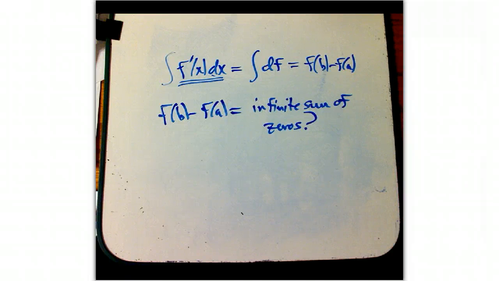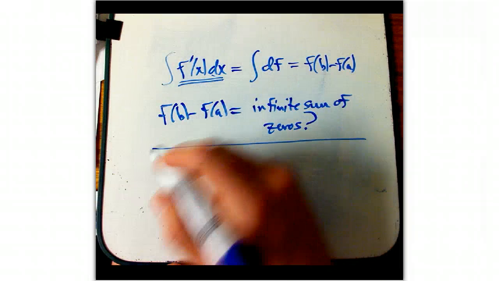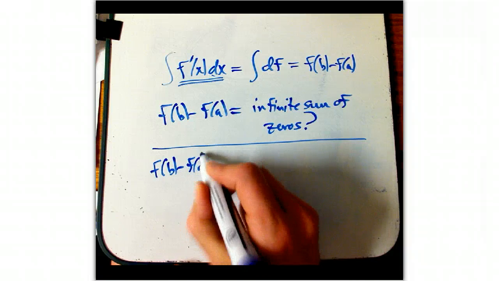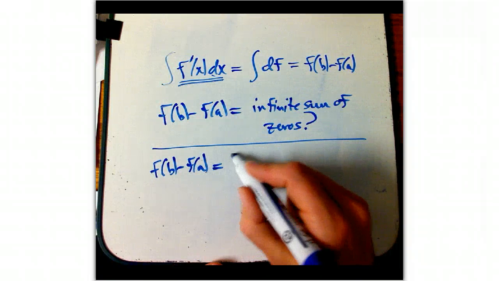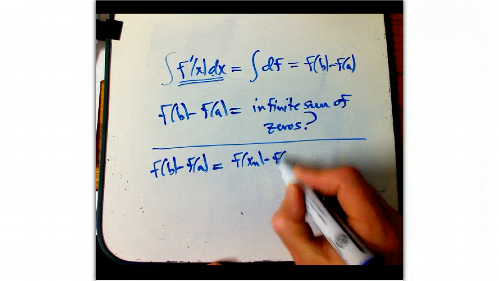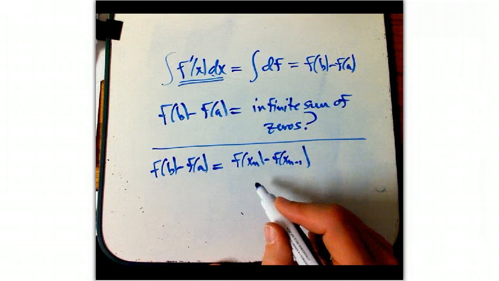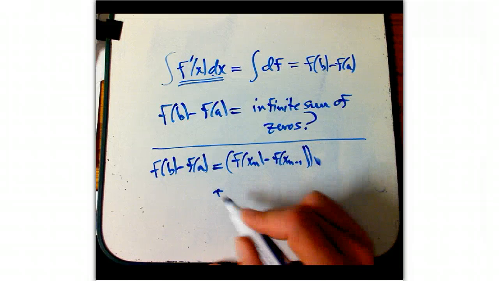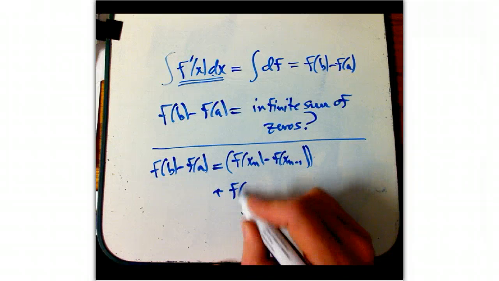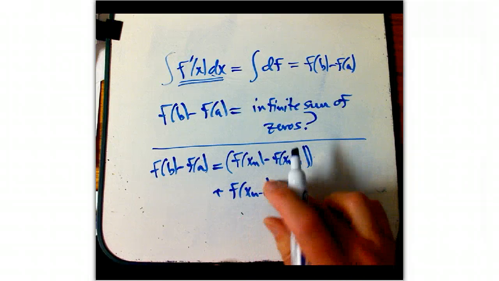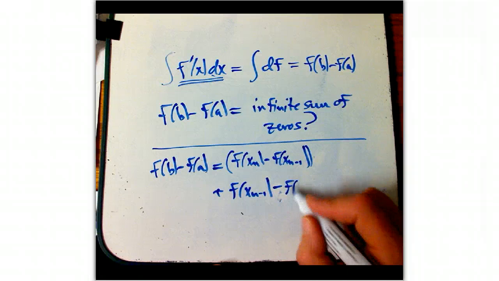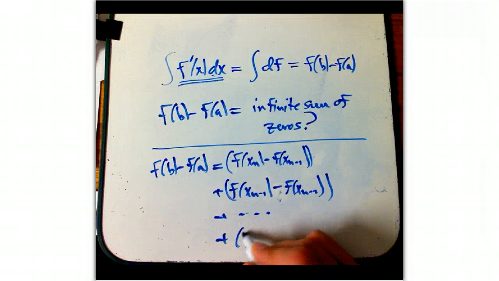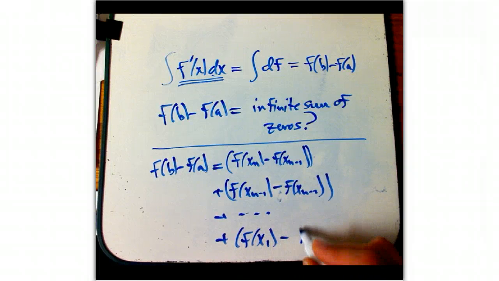So what we're really doing is taking f of b minus f of a. Let's go back to the very low-tech thing. It was f of xn minus f of xn minus 1, plus f of xn minus 1 minus f of xn minus 2, plus dot dot dot, all the way down to f of x1 minus f of x0.